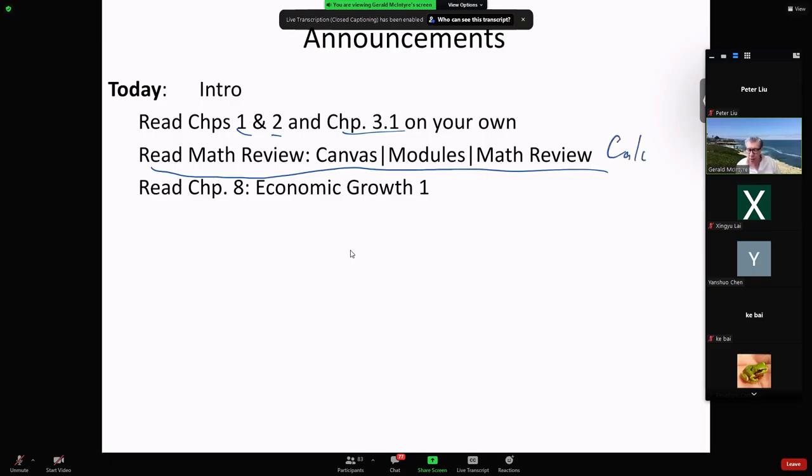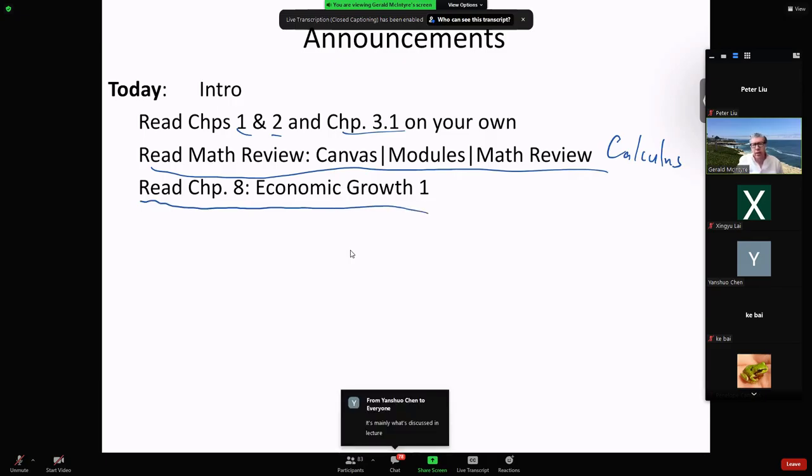This contains all the calculus you need for this course. Okay, differentiation, log differentiation, partial differentiation, and so on. Okay, and then our first real content of the course is in chapter 8, economic growth part 1.